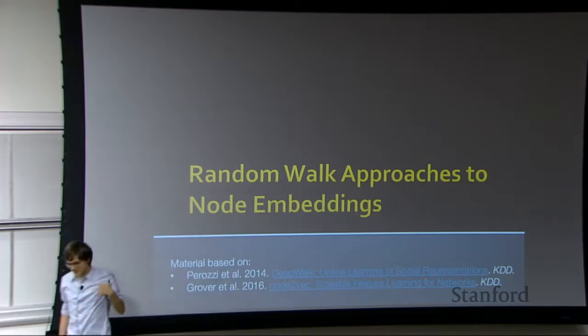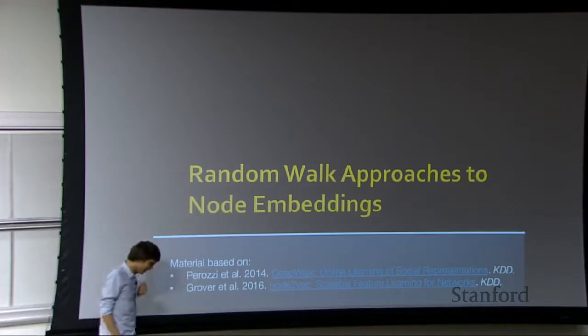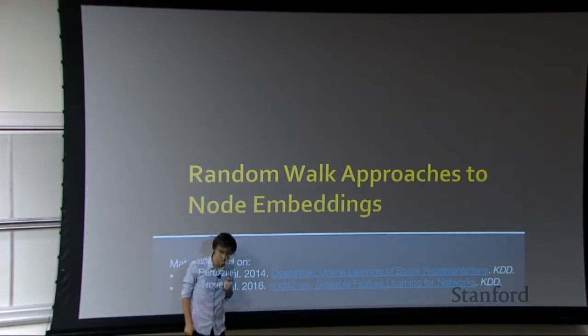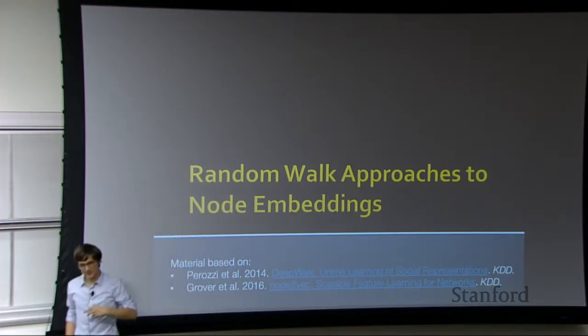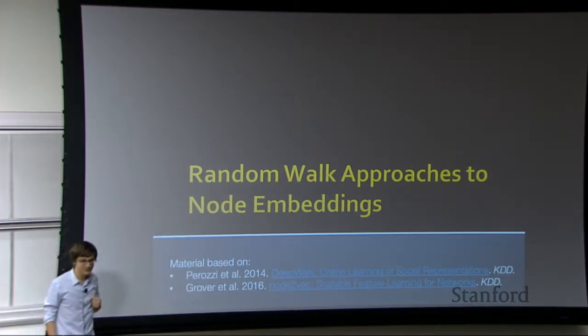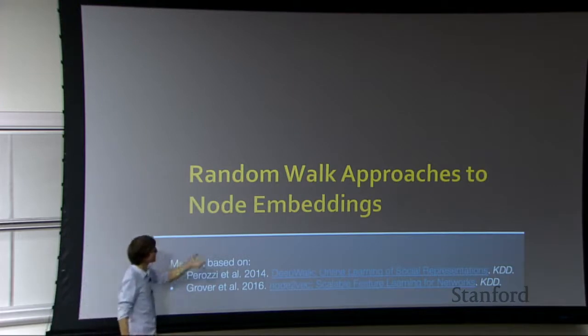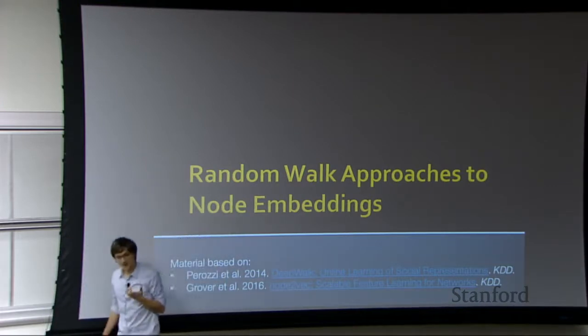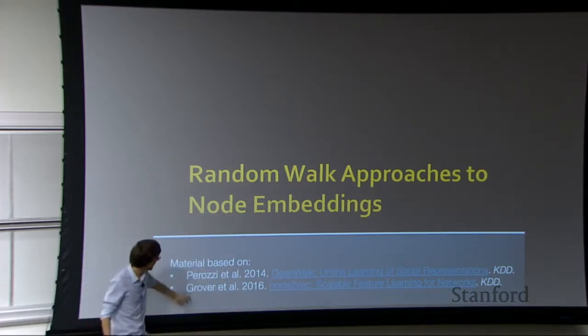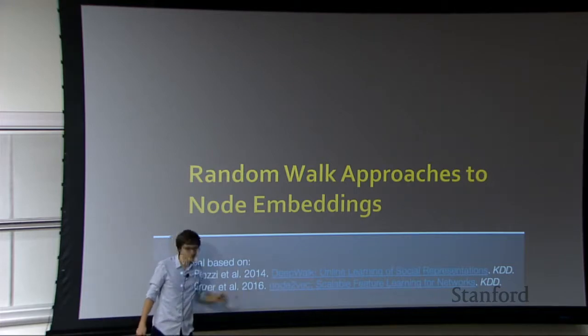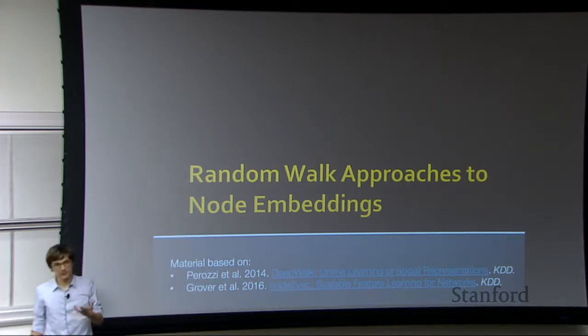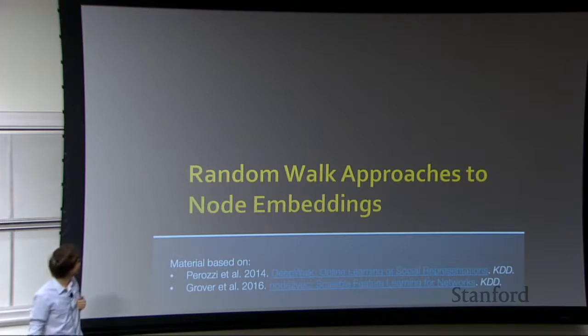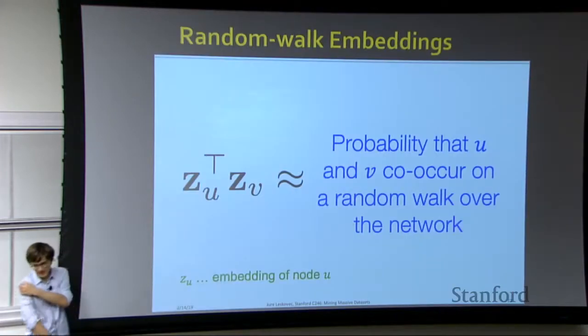So in some sense, it seems that the theme of our investigation of graphs is that, one way or another, random walks always pop up. So here, random walks will pop up as well. So let's see how we can do this. These are the two papers. One is from 2014, one is from 2016. So this is really recent stuff. Okay? So here is the idea.